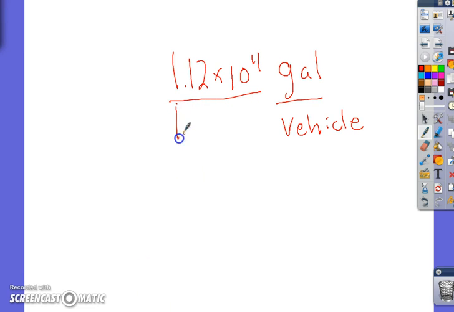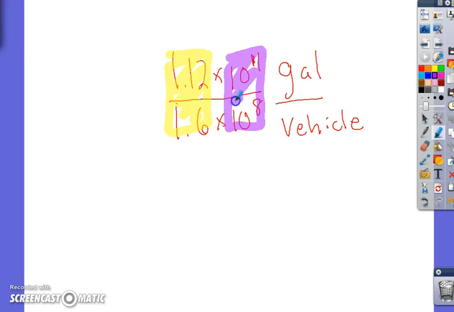1.6 times 10 to the 8 vehicles. And that's only half of the problem. So now I'm going to have to treat this as two separate problems to do. I've got the numbers in front that I need to handle, and then I need to subtract these exponents to keep track of how many digits there are after. So I'm going to do the first part.